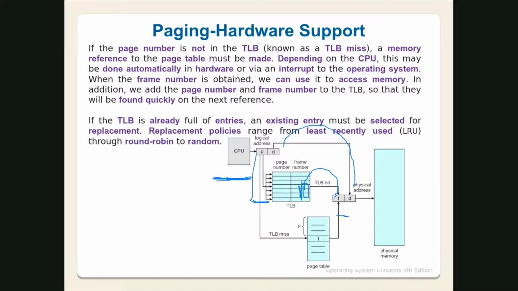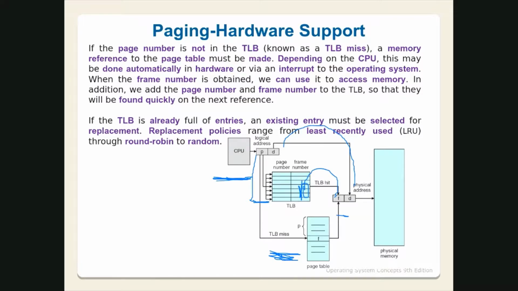This is one way. Imagine that there is a TLB miss. If there is a miss, then go ahead with the page table. So the page table will contain the frame number.